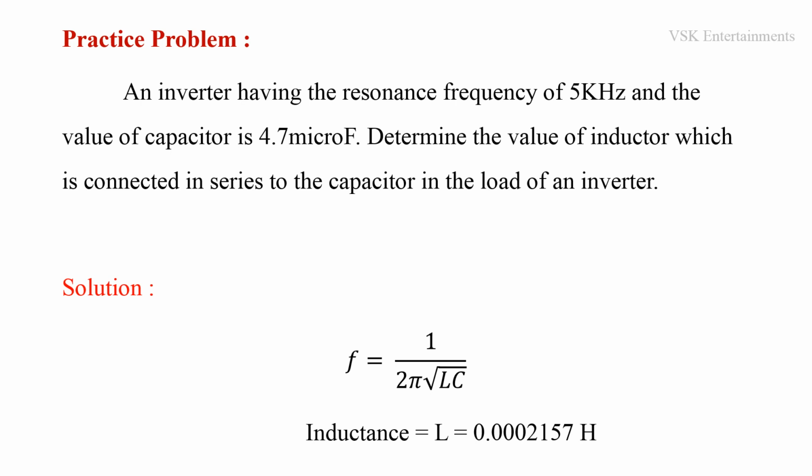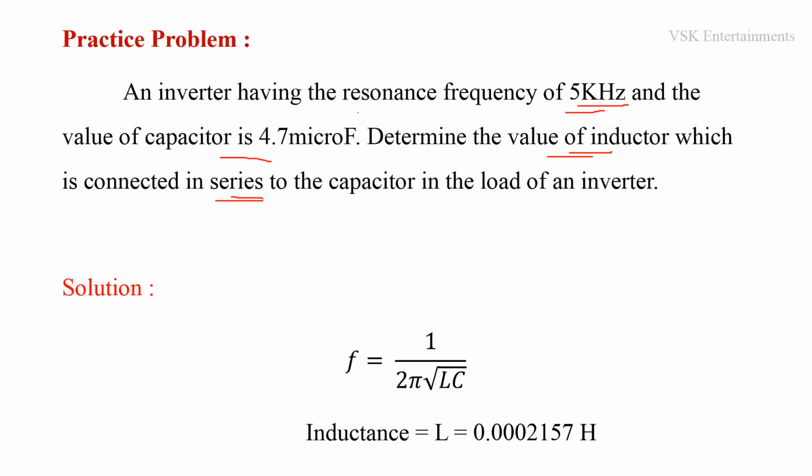Coming to the practice problem which I have given in the previous video, that is determining the value of the inductor which is connected in series to the capacitor in the load of an inverter having the resonance frequency of 5 kHz. This is one of the GATE bits for 1 mark depending upon the inverters. The concept is very simple. We have the resonance frequency and the capacitance value. We have to determine the inductor value which is connected in series to the capacitor in the load of an inverter.